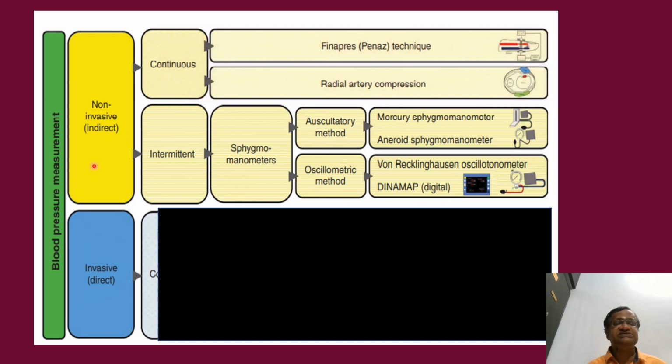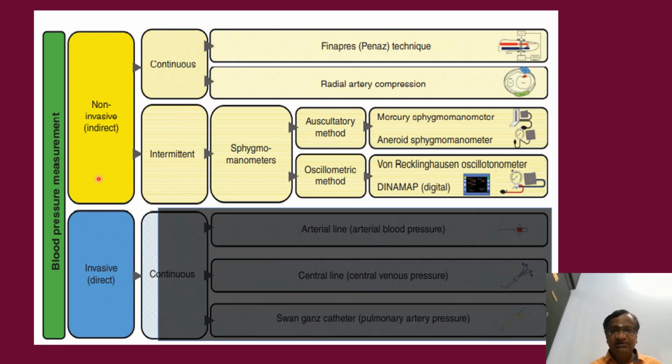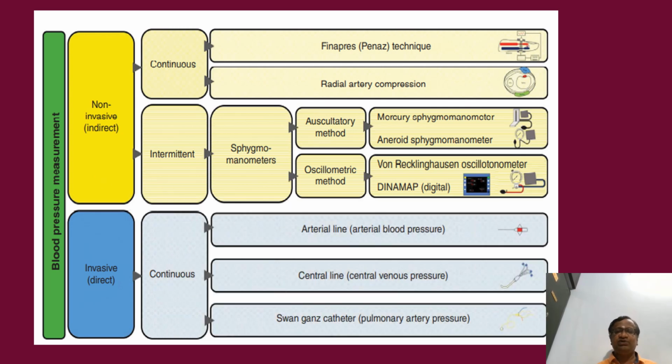Now, if you go to other things, it may be continuous. What we see in the monitor is intermittent: sphygmomanometer, oscillometric methods, Dinamap. Sometimes we keep a finger on a Finapres and it determines continuously, but it is non-invasive. We have not put any arterial line, any plastic into the radial artery, but it is continuously measuring the blood pressure. That is the Finapres technique or radial arterial compression. This is continuous, this is intermittent. Then there may be an arterial line, central line, or Swan-Ganz catheter, which can measure directly and continuously.